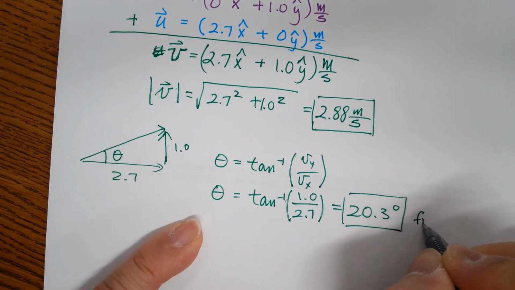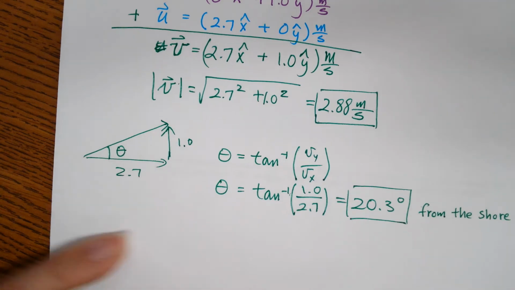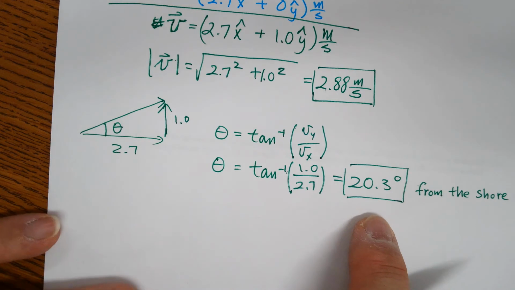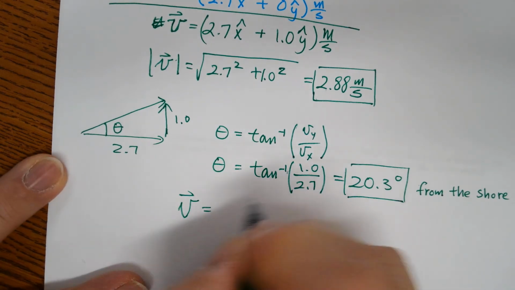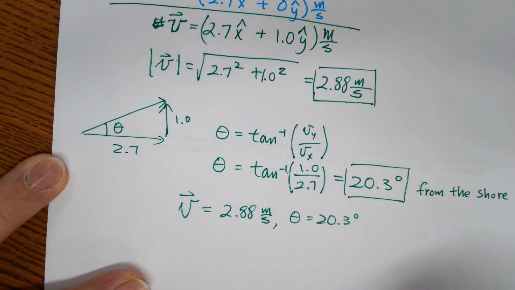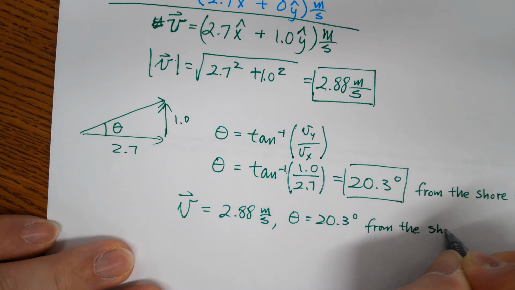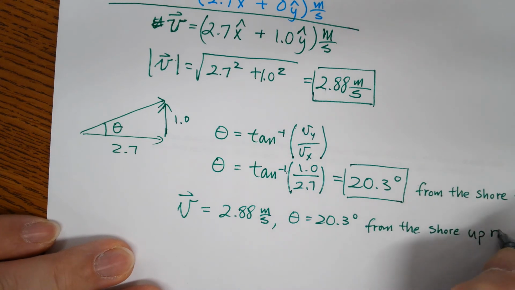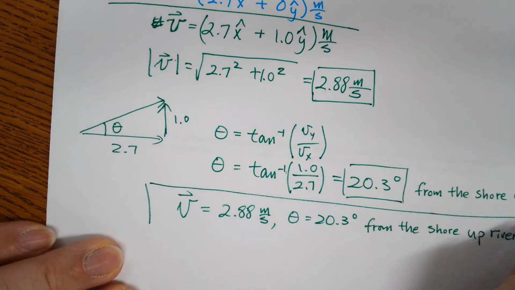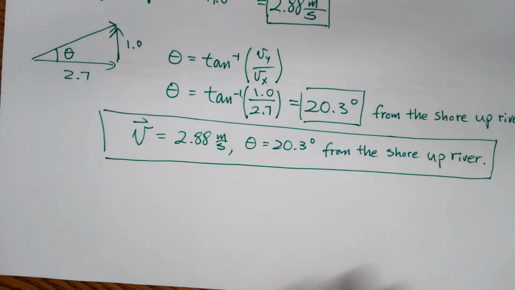From the shore upriver, right? From the shore upriver. Therefore, my V is equal to 2.88 meters per second, comma, theta is equal to 20.3 degrees from the shore upriver. I hope that explains it.